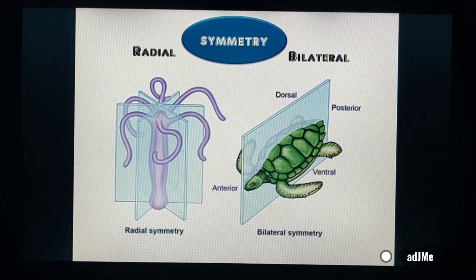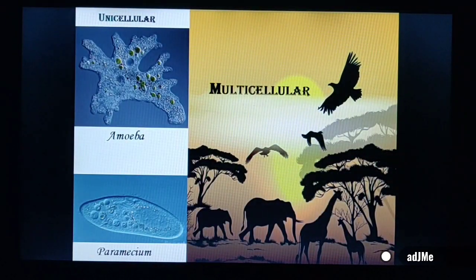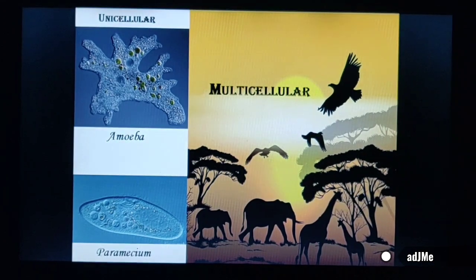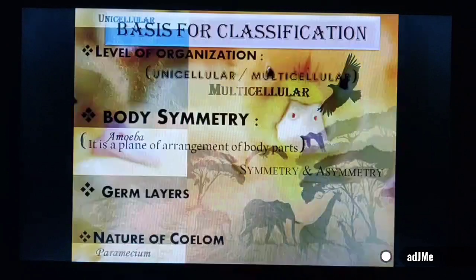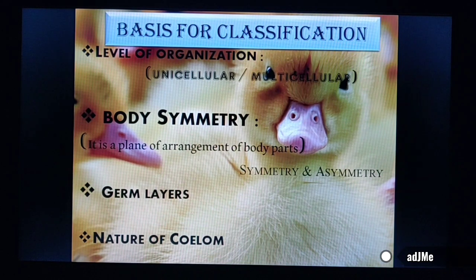So as I said before, there are two types: symmetry and asymmetry. In the case of amoeba, let me go to the beginning picture. I cannot divide this animal into two equal halves. Any line I draw, I cannot, because it is an irregular shape. So this amoeba is an example of asymmetry under body symmetry.